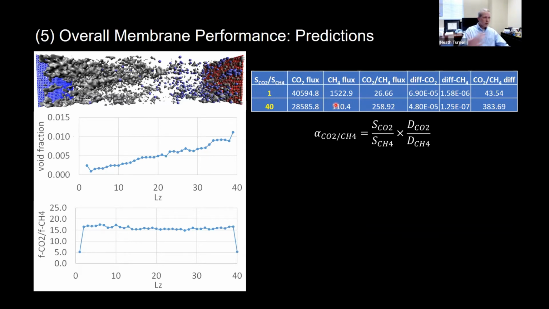And then what we do is run these simulations and look at the flux or permeability coming through this membrane. And when we do this, you can look at the relative flux. If you look at the relative flux in this column, even though we increase the adsorption selectivity of CO2 by a factor of 40, the flux only increased by a factor of 10.